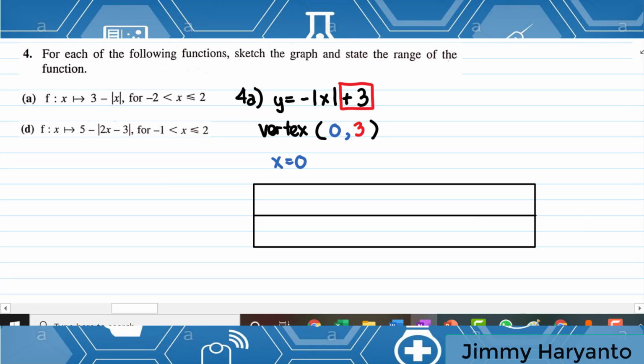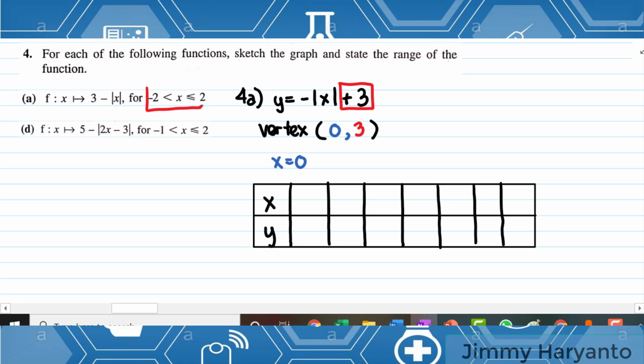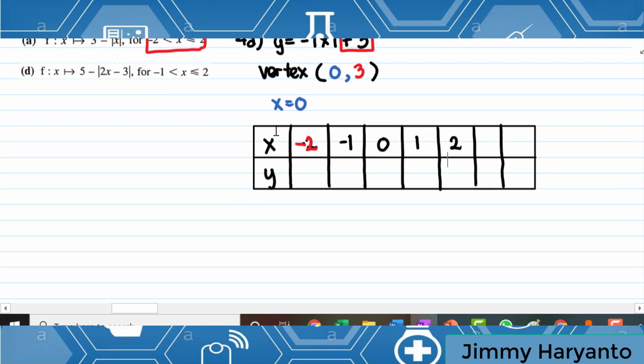Okay, because the questions give us the domain, it will be easier because we only have to follow what the question wants, x and y. The question wants us to draw from -2 until 2, so the first one will be -2, but be careful, for -2 is not included, excluded. Okay, so -2 and then -1 and then 0 and then 1 and then 2. Okay, sampai sini. Nah, terus kita harus cari the value of y nya.